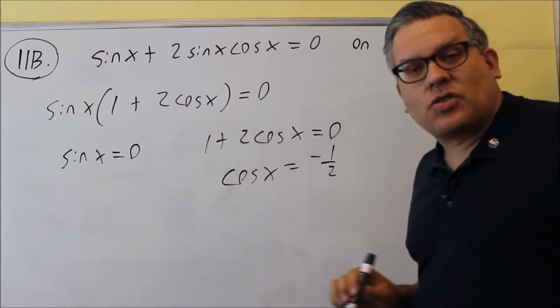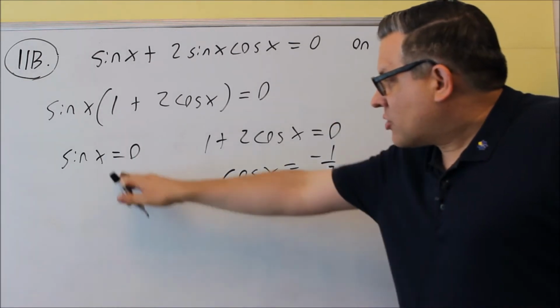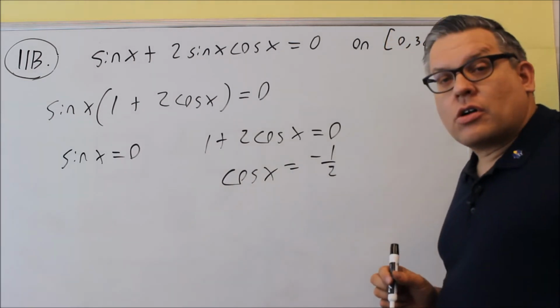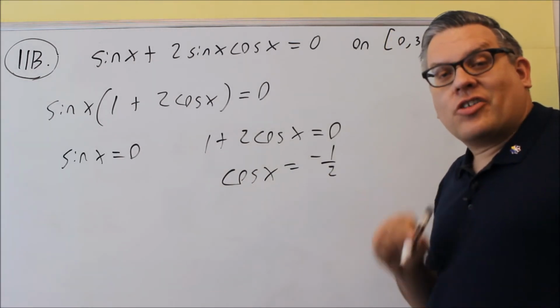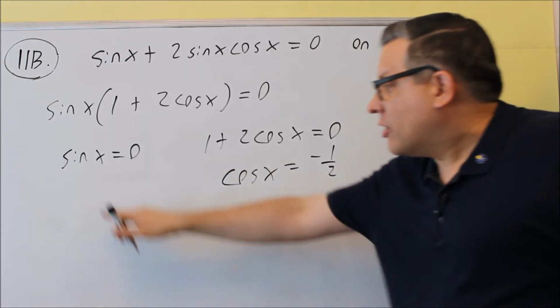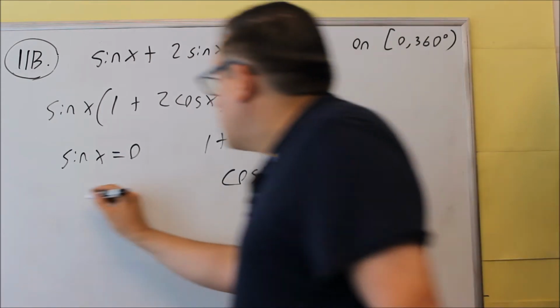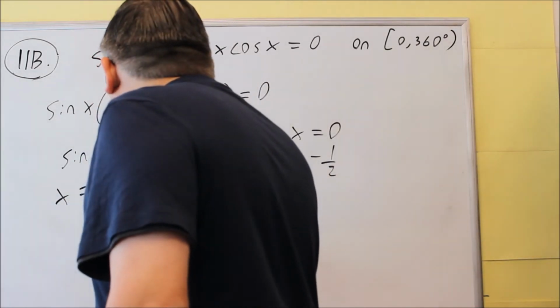Okay, so now both of these are solved. We just need to look at the unit circle. We'll write an answer in degrees. Okay, so sine x equals 0. That's going to occur at 0 and 180 degrees. You want to find what angle gives you a y value, because sine refers to y value, where it's equal to 0. So x is equal to 0 and 180 degrees.